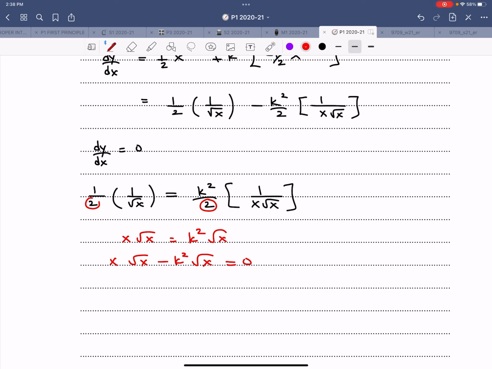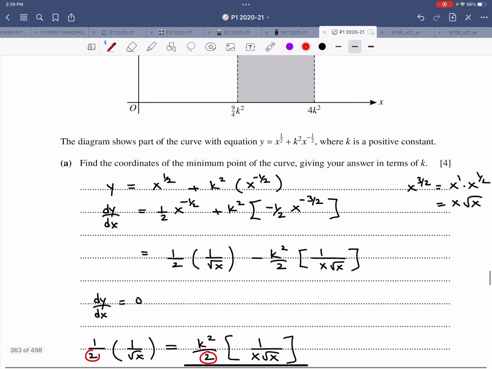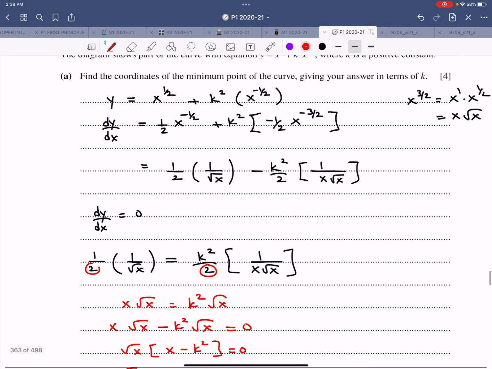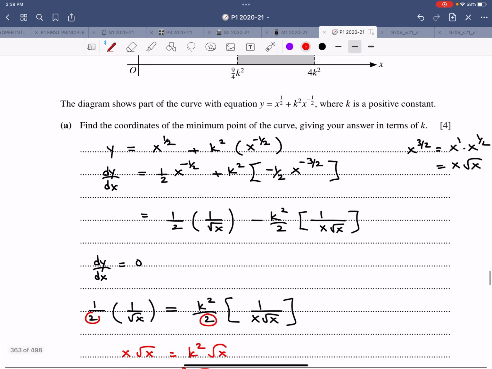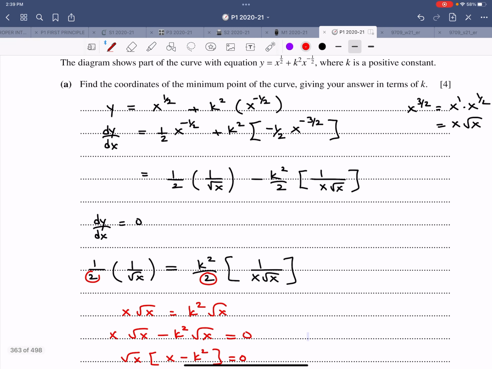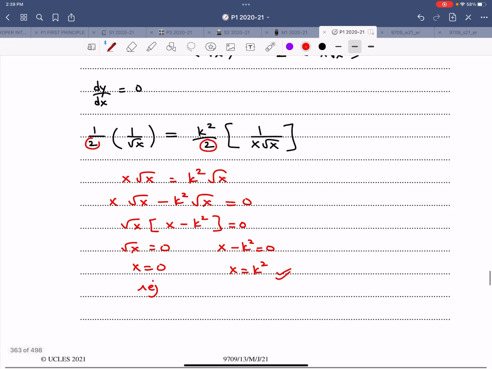Therefore you have root x common. Root x times (x minus k square) equals 0. Root x equals 0, so x is 0. That is rejected because that is not what the turning point looks like, because they are asking for the answer in terms of k. So x minus k square equals 0. Therefore x equals k square. And now you need the y coordinate too. That's something extra you have to do.